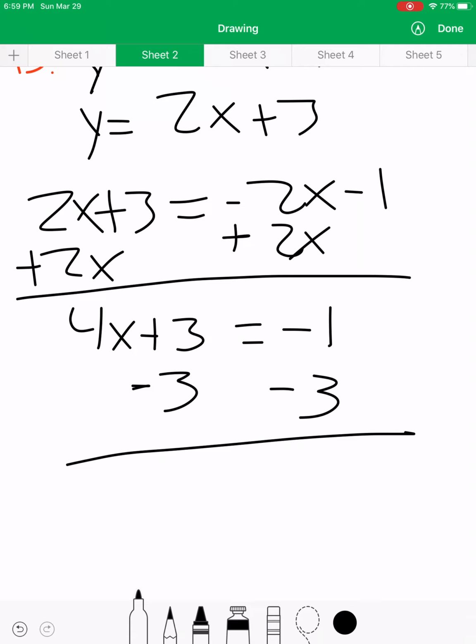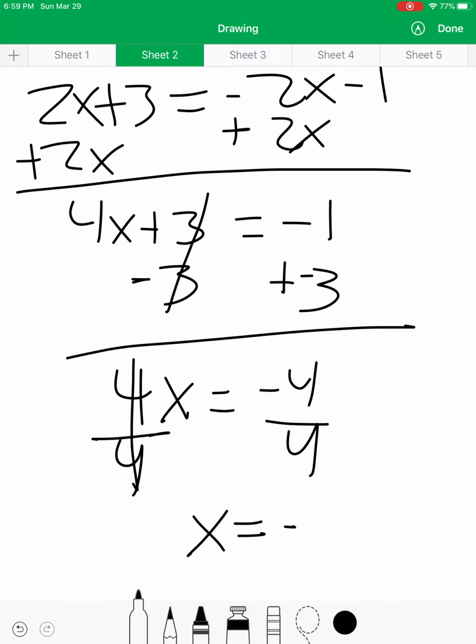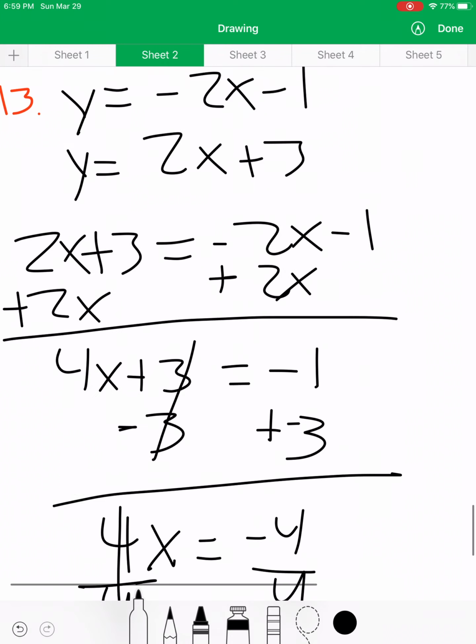All right, I have to move the 3 next by doing minus 3, minus 3. Do not make a mistake on the left side here. Keep, switch, change. Keep, switch, change. So it becomes 4x equals negative 4. When I divide by 4, I have one negative. 1 is an odd number. Odd amount of negatives. Negative answer. X equals negative 1.